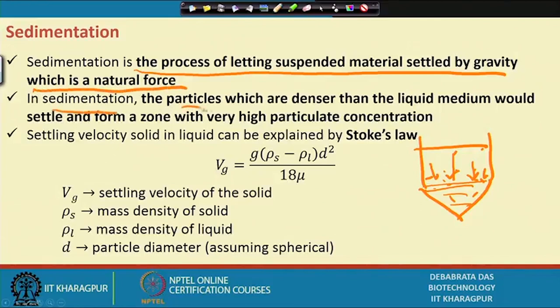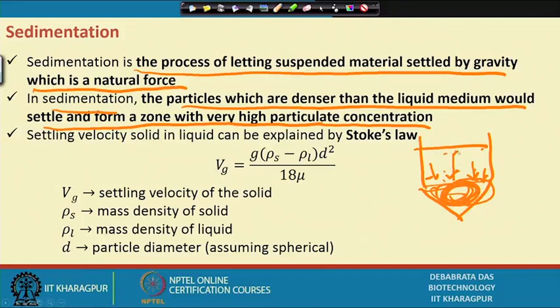In sedimentation, the particles which are denser than the liquid media settle and form a heavier zone with very high particulate concentration. So, here the concentration of the particles will be very high as compared to this. And we use Stokes' law for explaining the settling velocity of the particle. g is the acceleration due to gravity, rho s is the density of the solid, rho l is the density of the liquid, d is the diameter of the particle, and mu is the viscosity.